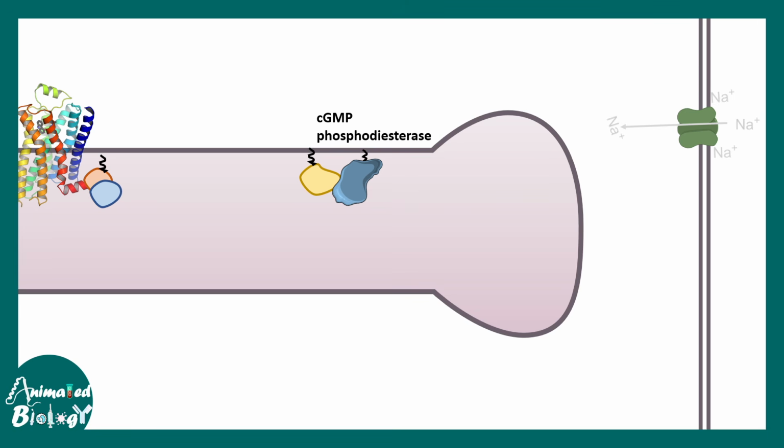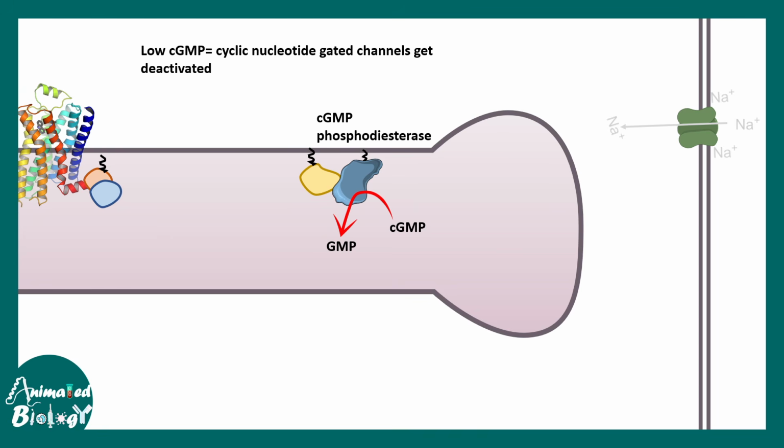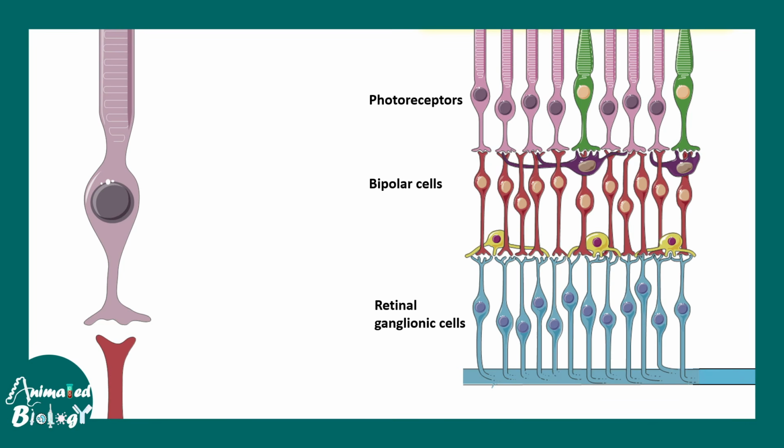But when there is light, there is enough transducin activation that activates cyclic GMP phosphodiesterase. So eventually the concentration of the cyclic GMP falls. Now when cyclic GMP falls, the cyclic nucleotide gated channels would be now off. So no more sodium can come in through this channel and the neurons cannot be depolarized. They become hyperpolarized.